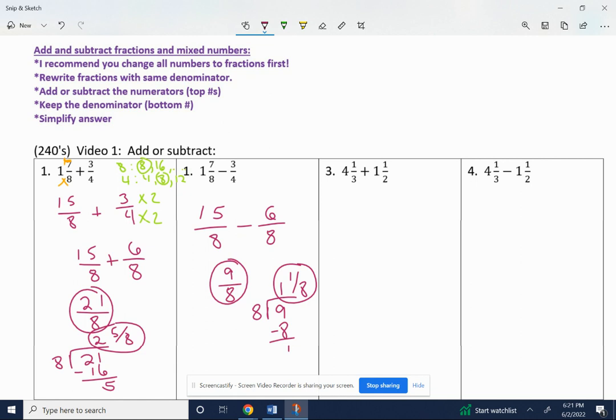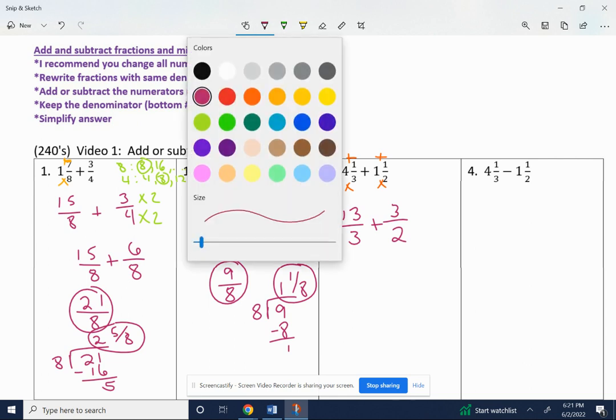Number 3, 4 1/3 plus 1 1/2. I need to change both of those to improper fractions. I'm going to multiply, add, drag. 4 times 3 is 12, plus 1 is 13. I'm going to drag over the 3. 1 1/2: 2 times 1 is 2. Add 1, you get 3, drag over the 2. I have 13 thirds plus 3 halves.